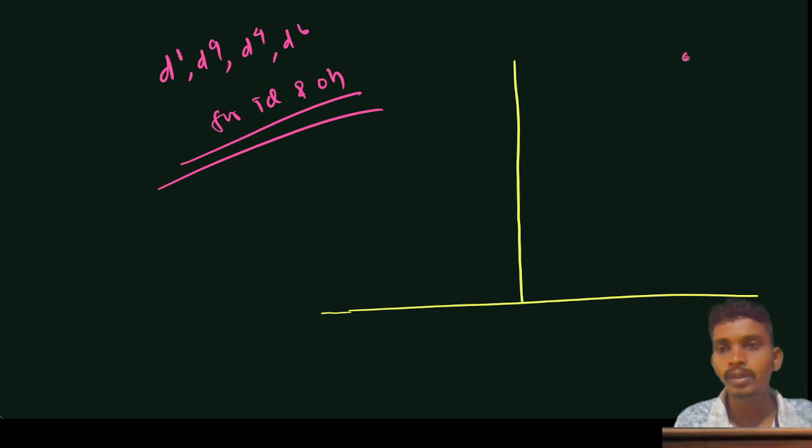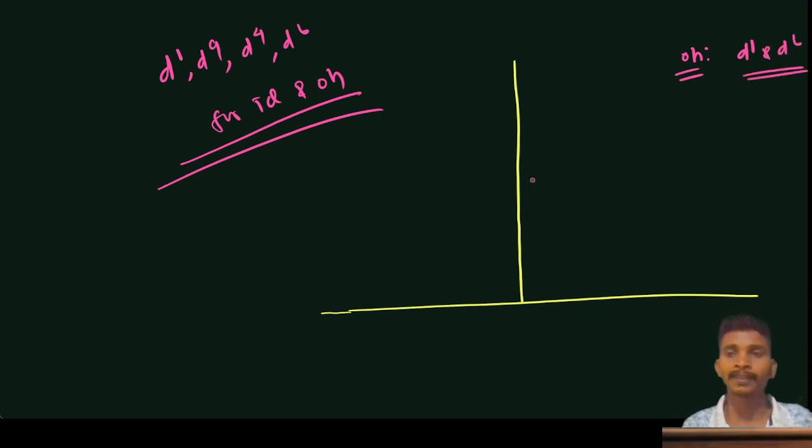We have to remember that there is only one octahedral case, D1 and D6. Do remember D1 and D6, I also forgot. So only D1 and D6, you have to remember. So for D1 and D6, what happened?